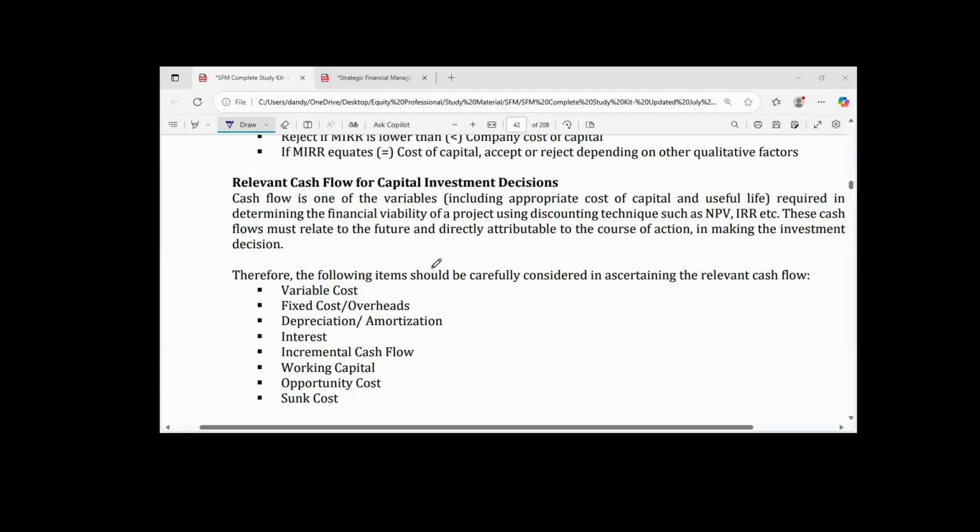In the determination of financial viability of a project, the following items should be critically examined. You must know how to treat variable costs. You must know how to treat fixed costs. You must know how to treat incremental, before depreciation, how to treat depreciation, interest, incremental cash flow, working capital, opportunity cost, and then sunk cost. Of course, you need to include direct, specific, attributable fixed cost.